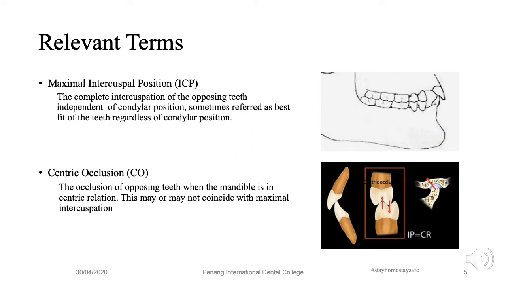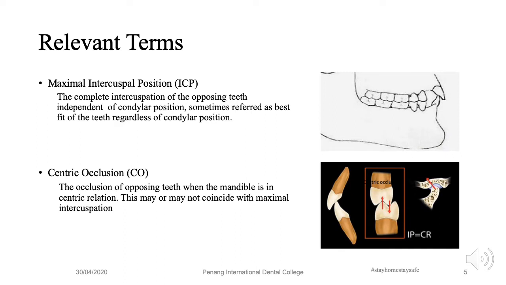Centric occlusion is nothing but the occlusion you have created. You have recorded the centric relation and made a bite in which the maximal intercuspal position is equivalent to centric relation. When you have done that, that occlusion is called centric occlusion. So it is the occlusion of opposing teeth when the mandible is in centric relation, which may or may not coincide with maximal intercuspation.